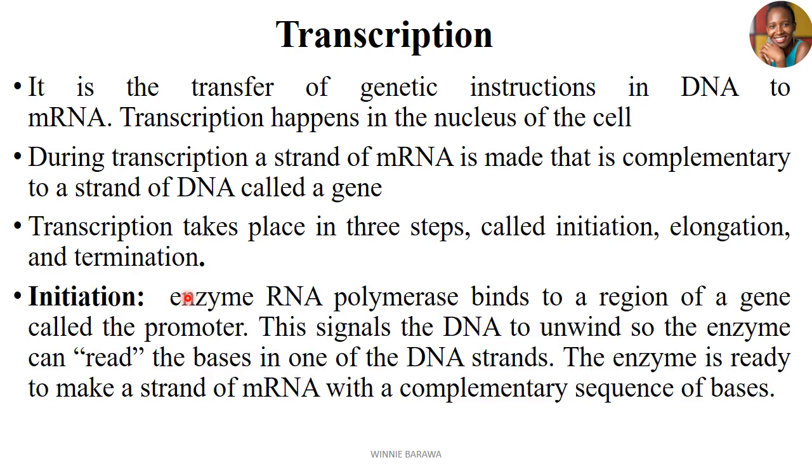In the initiation stage, the enzyme known as RNA polymerase will bind to a region of a gene that we call a promoter. A promoter is like the primer during DNA replication. The promoter will signal our DNA to unwind, and the RNA polymerase enzyme can now read the bases in one of the DNA strands.